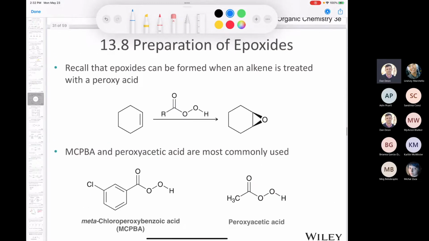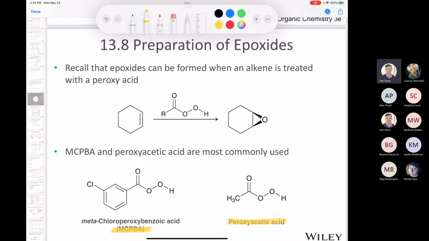Anyhow, let's see here. So section 13.8 deals with preparation of epoxides. Again, on Wednesday, we're going to take a look at some more nomenclature examples, but I want you to give it a shot before we tackle that in the next class. So it says, recall that you can make an epoxide using a peroxy acid. And the two most common peroxy acids that we see are MCPBA and peroxyacetic acid. Those are the two that we see in this class.